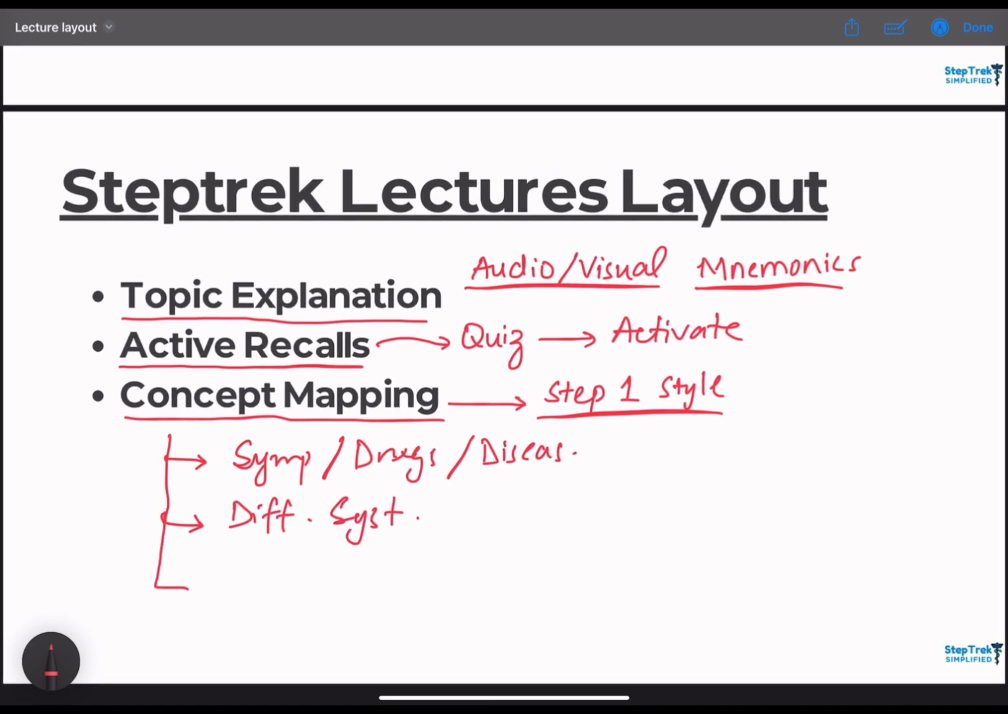It would also give you an idea of how these topics would appear in your step 1 exam, as well as an overview of the day-to-day clinical cases and scenarios related to that topic. And at last I would be giving you tips and tricks to solve these questions.